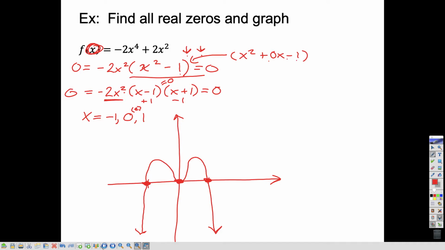Why do you have no restrictions? Because there's no fractions, there's no square roots. Well, there's no variables in the denominator, I should say. Fractions don't constitute a restriction. There's no variables in the denominator, there's no square roots with variables in them, and it's not an application problem that has restrictions on it.